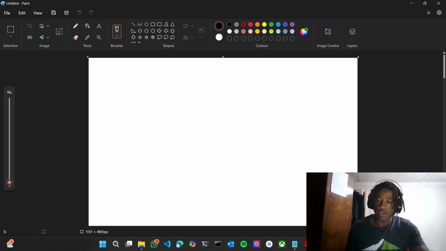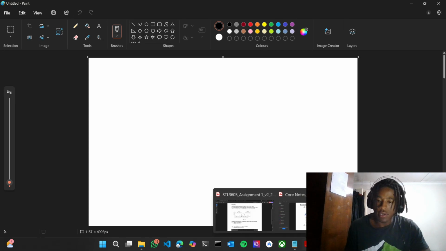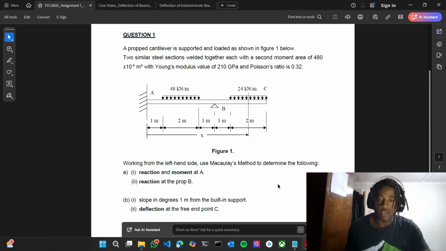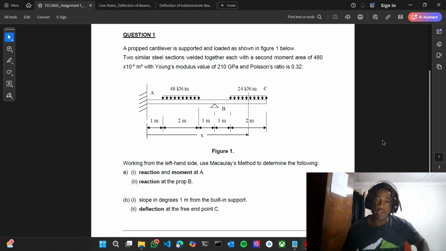With that being said, let's actually read this question here. A propped cantilever is supported and loaded as shown in Figure 1 below. Two similar steel sections welded together, each with a second moment of area of 480 times 10 to the negative 6 meters to the fourth, with Young's modulus value of 210 gigapascals and Poisson's ratio is 0.32.